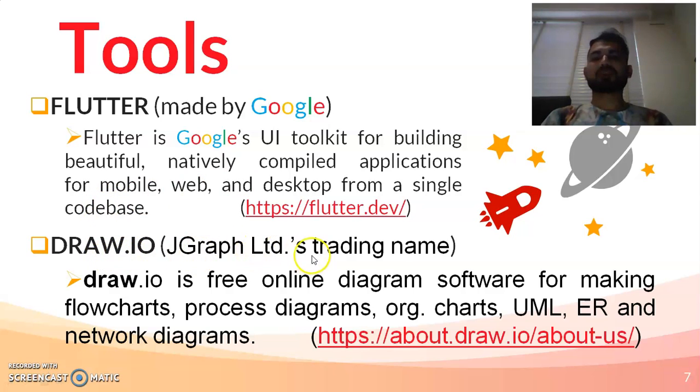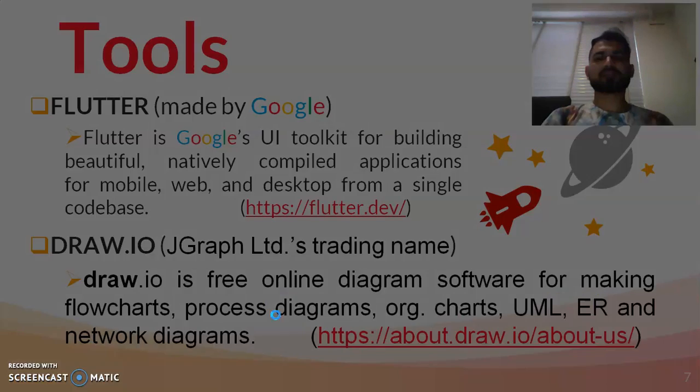The second one is Draw.io. It's a JGraph Limited trading name. We use it for drawing diagrams. Draw.io is a free online diagram software for making flowcharts, process diagrams, organization charts, UML, ER, and network diagrams.